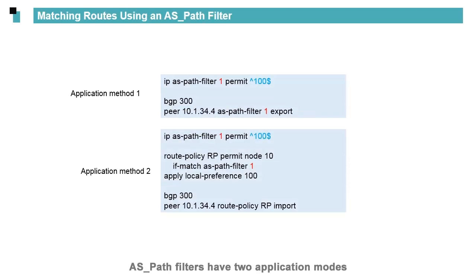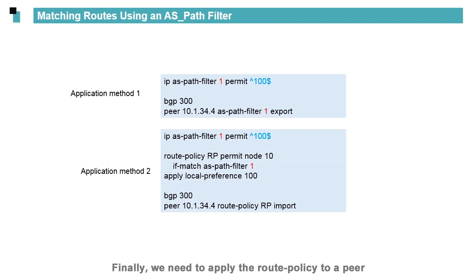AS path filters have 2 application modes. We have already mentioned the first application mode. Now, let's take a look at the second application mode. First, we need to configure an AS path filter. Then, create a route policy with the AS path filter being specified in the if-match clause and in which the apply clause is used to set the local preference attribute of the routes matching the AS path filter.